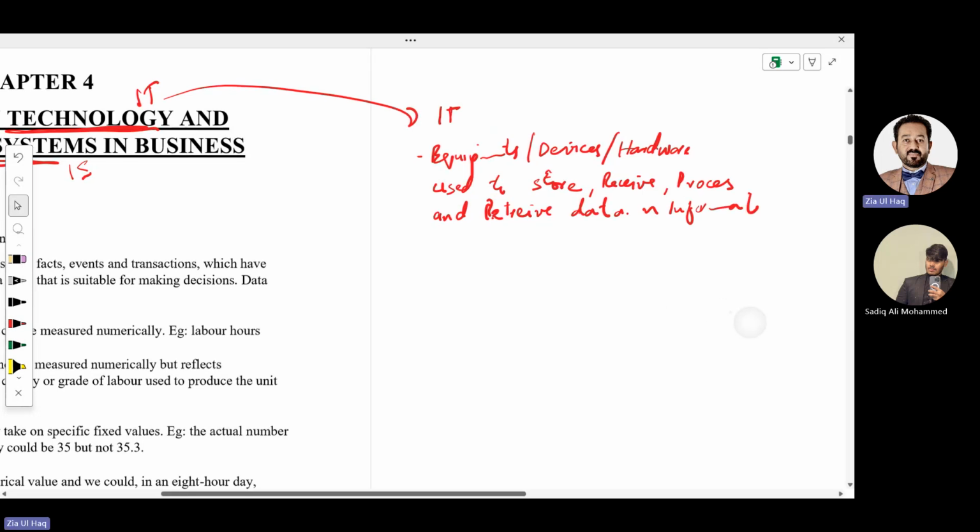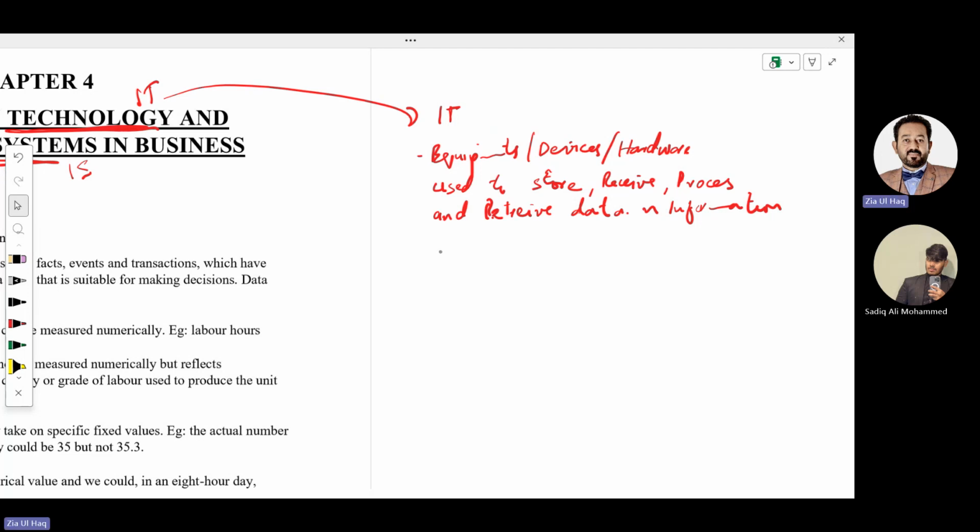All the devices, equipments, hardware used to receive data information. After receiving, what we do, we store, we process, and we provide output. System provide output mean retrieving data information. It will be called IT. Mean IT includes only hardware. If we talk about IT mean only hardware, devices, equipments, computer system, radios, those are called IT. TV is called IT. Screens are called IT.